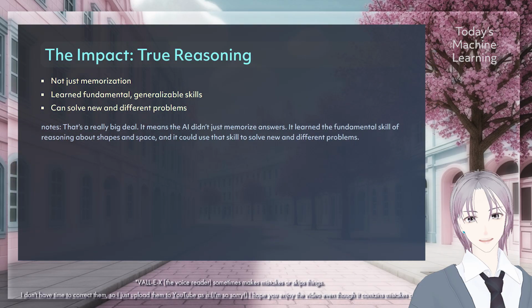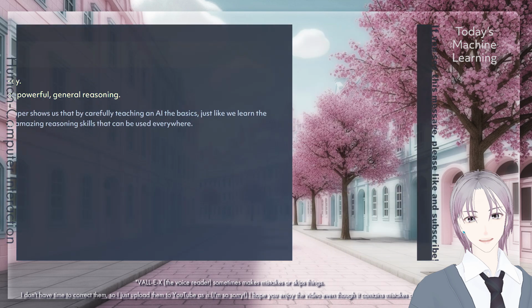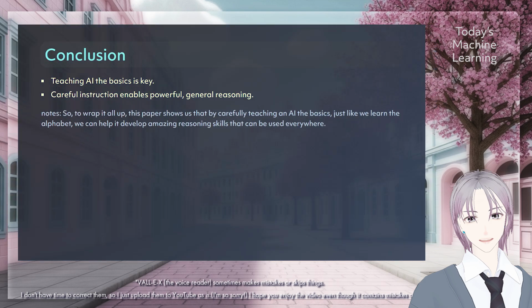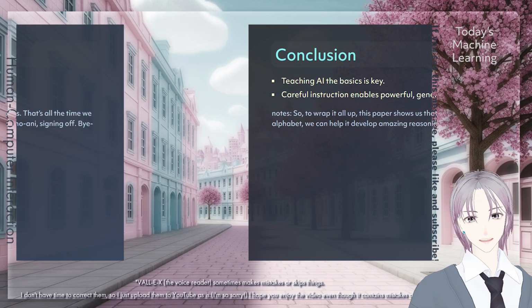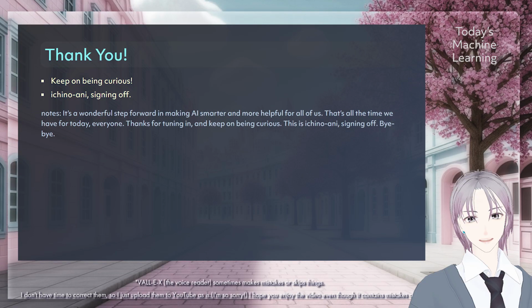It means the AI didn't just memorize answers. It learned the fundamental skill of reasoning about shapes and space, so that it could use that skill to solve new and different problems. So to wrap it all up, this paper shows us that by carefully teaching AI the basics, just like we learn the alphabet, we can help it develop amazing reasoning skills that can be used everywhere. It's a wonderful step forward in making AI smarter and more helpful for all of us.